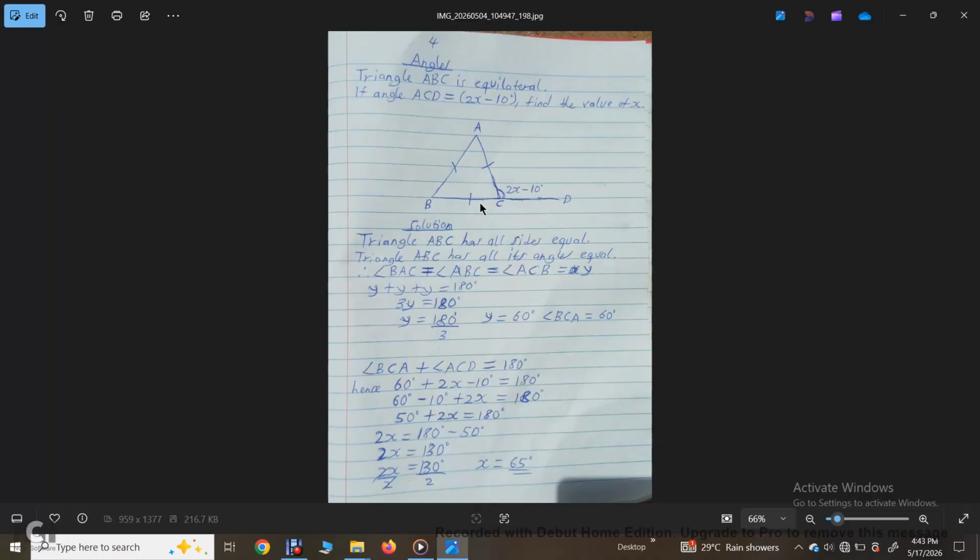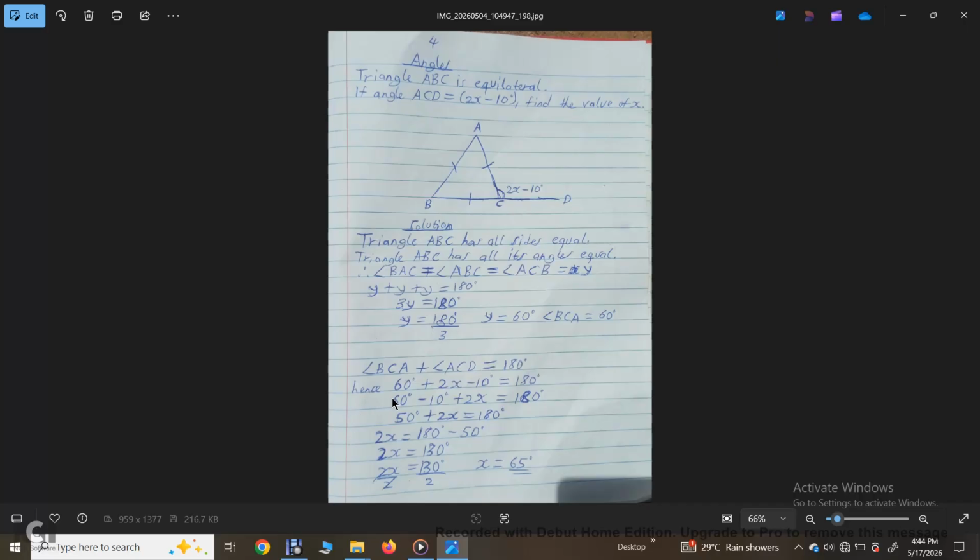What I mean is that we start from here: 1 degree, 10 degrees, 50 degrees, 90 degrees, 120, 130, up to 180. That is what I mean. It means this angle plus this angle is equal to 180 degrees. So therefore, angle BCA plus angle ACD is equal to 180 degrees.